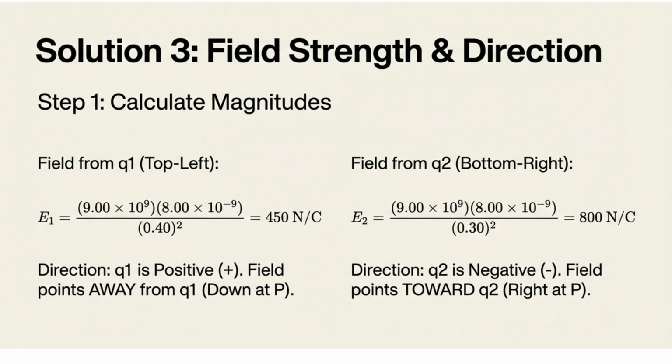Step 1 is to calculate the magnitudes of the electric fields from Q1 and Q2. For Q1, the magnitude E1 is 450 N/C, pointing away, or down, at P. For Q2, the magnitude E2 is 800 N/C, pointing toward, or right, at P.